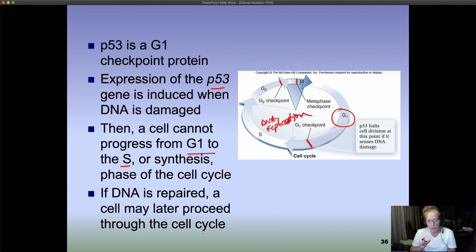What P53 is doing is stopping the cell cycle and going, wait a minute, wait a minute, wait a minute. We've got a mutation. There's a mistake here. We need the repair groups to come in and check this before you can move on. So if the DNA is repaired, P53 will allow it to move into the S phase for DNA synthesis, for DNA replication. But if it doesn't get repaired, then P53 is going to bring along a nuclease and the cell's going to go into apoptosis, which is programmed cell death.